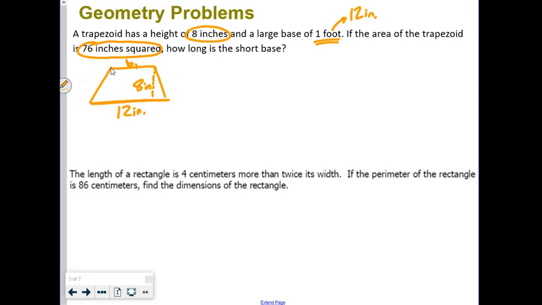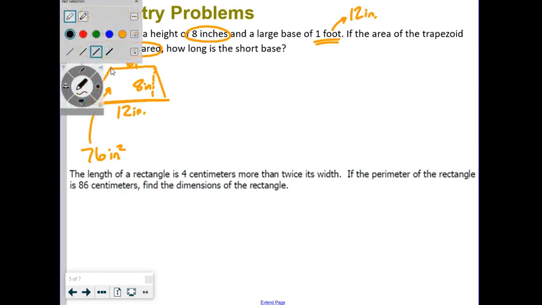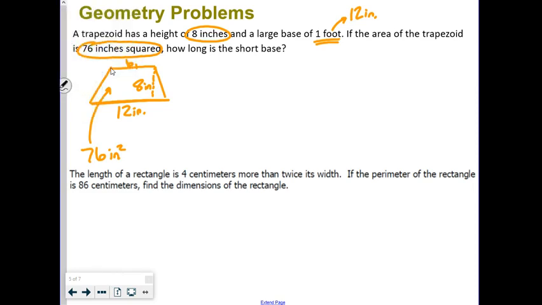And the area. So that's all the space inside. So the space inside, we know that's 76 inches squared. You can write that like this with a little power of 2 on the IN abbreviation of inches. Okay, so yeah, this one definitely helps if you remember the area of a trapezoid.